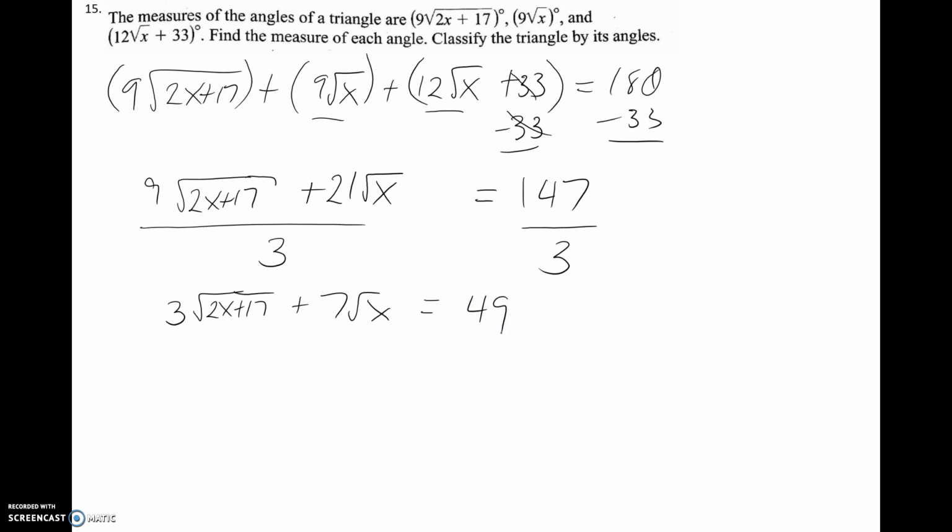Okay. So from here, one of the things that's going to come up is if I try to square both sides as it is, I could do that, but remember, you can't distribute exponents over addition and subtraction. So what I'm going to do here is I'm just going to go ahead and move this 7 square root x to the other side, and you'll see why in just a second. I'll rewrite this thing. So I have 3 square root 2x plus 17 equals 49 minus 7 root x.